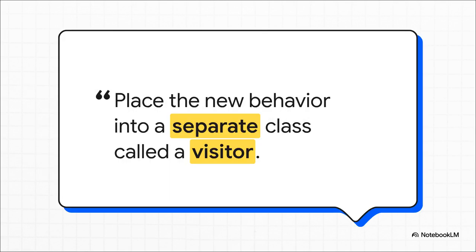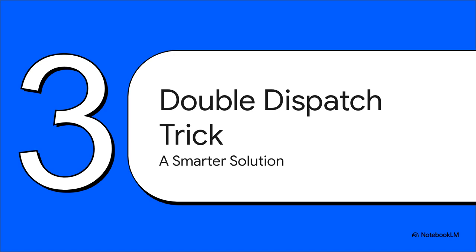And that is the absolute core idea here. Instead of cramming our XML export logic into our already jam-packed city and industry classes, we take that new behavior and we put it in its own separate class called a visitor. In our case, it'd be something like an XML export visitor. Okay, now for the really clever part.